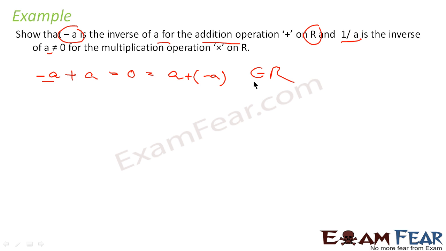Similarly, if you take 1 by A and you multiply with A, this becomes 1, and that is also equal to A into 1 by A. So you see, 1 by A is nothing but the inverse of A for the multiplication operation on R, where A should not be equal to 0. If A is equal to 0, this becomes infinite. Correct?